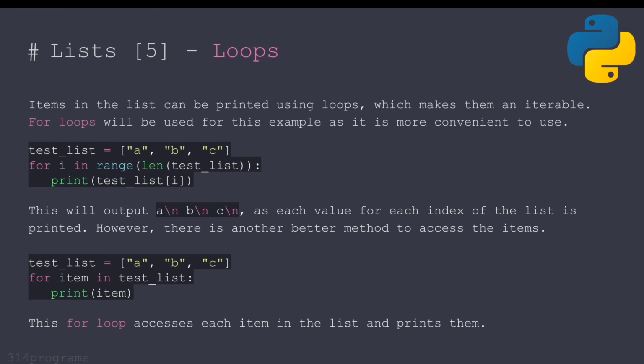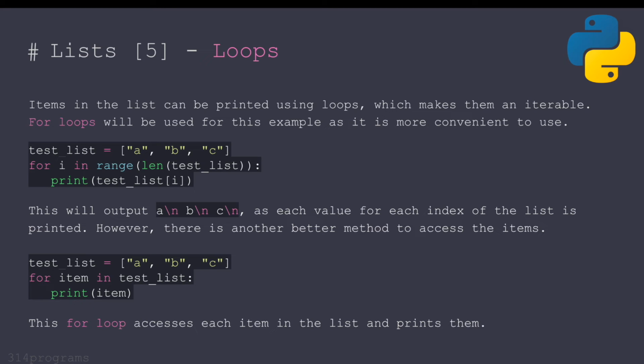We can also use loops with lists. Items in the list can be printed using loops, which makes them iterable. For loops will be used for this example as it is more convenient to use. The first for loop gets all indexes from the list by using its length. Then it prints the item for each index.